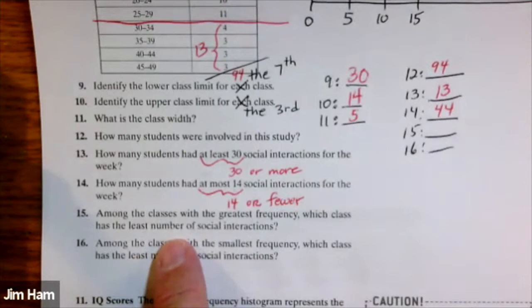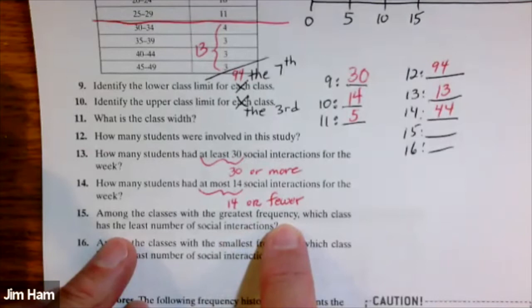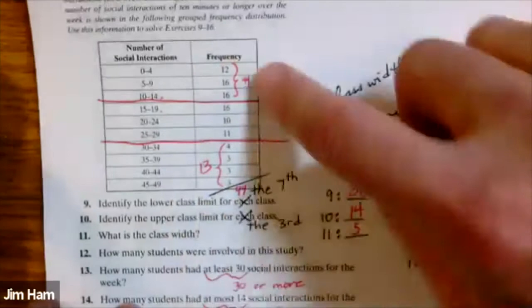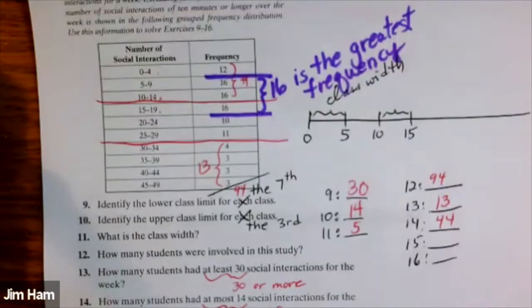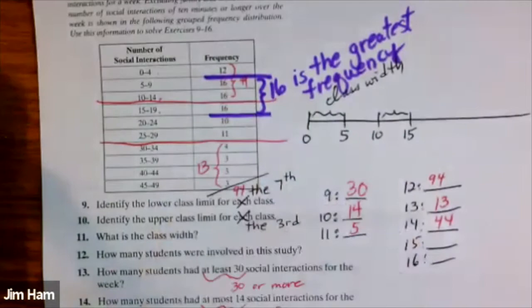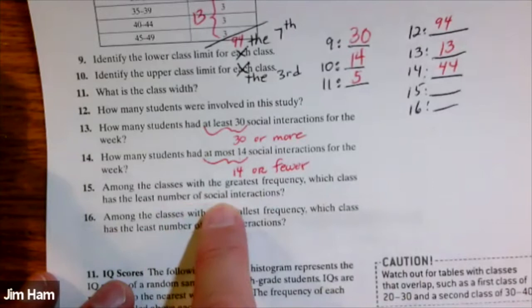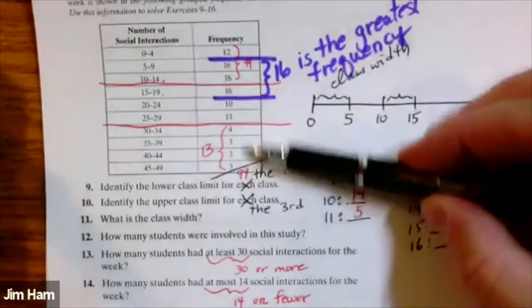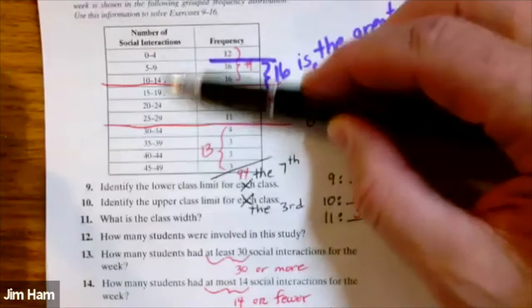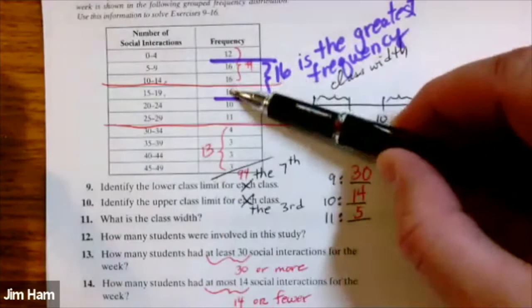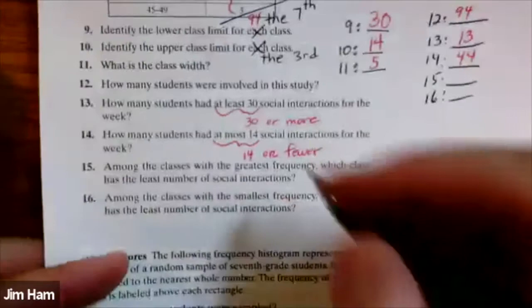Among the classes that had the greatest frequency. Here's the frequency column. The greatest frequency would be 16. Now we're focusing in on just those three classes, the classes with the greatest frequency. Which of those three, which class, has the least number of social interactions? Here are the number of social interactions. It looks like the least would be the 5 to 9 range. Above those three, what's the smallest number of social interactions? It would be the 5 to 9 range.